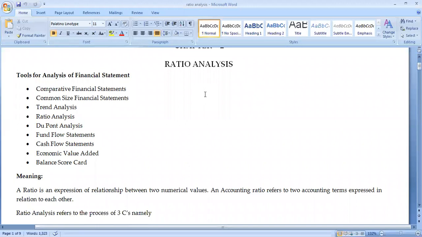The comparative financial statement, where there are 2 years of data which will be compared, and the analysis of the balance sheet, analysis of the income statement was done. And one more was the common size financial statement. Out of this also, the balance sheet analysis and the income statement analysis was done.